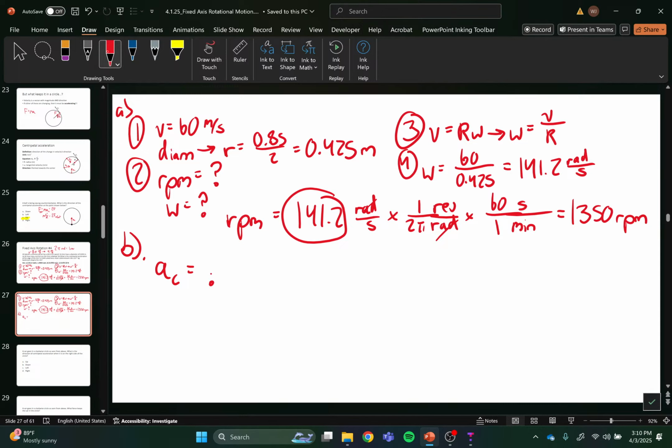I want centripetal acceleration. What equations do I have that solve for centripetal acceleration? Oh, it's v squared over r. That is the equation for centripetal acceleration. It's the only one I've given you. So then you just chuck in the numbers.